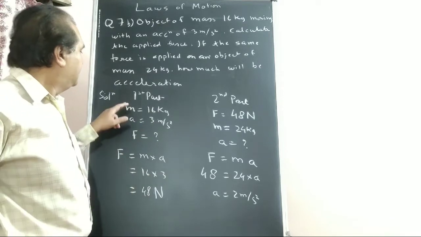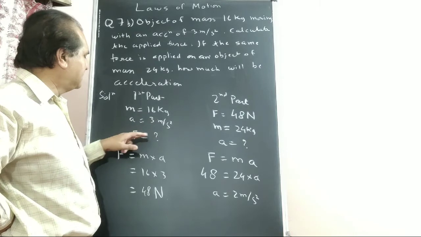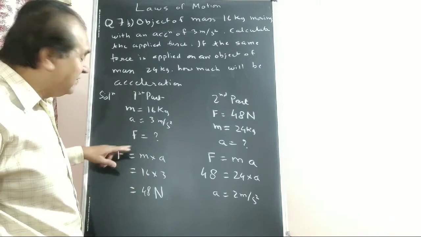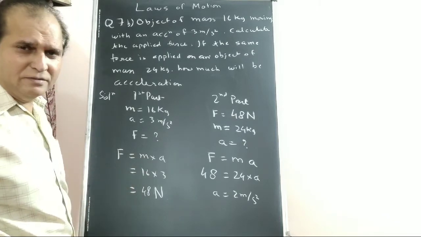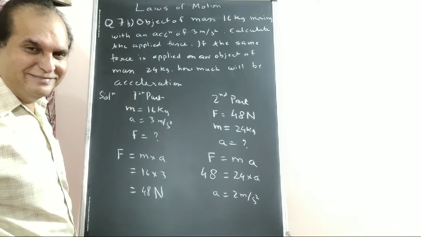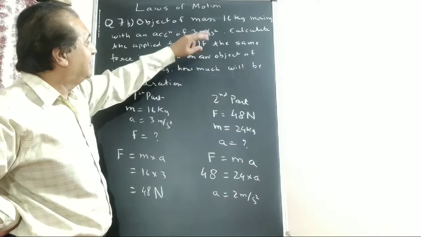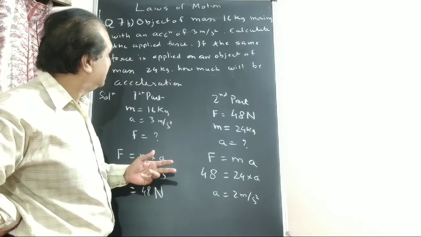In the first part, mass is given as 16 kg and acceleration is 3 meter per second square. F you have to find out. Know the formula: F equal to ma. 16 into 3, 48 Newton. The unit of force is Newton. Both are in SI, 16 kg and 3 meter per second square, so no need to convert.